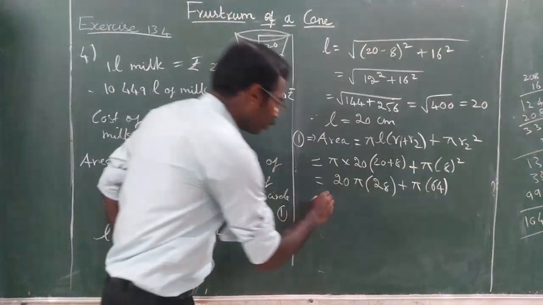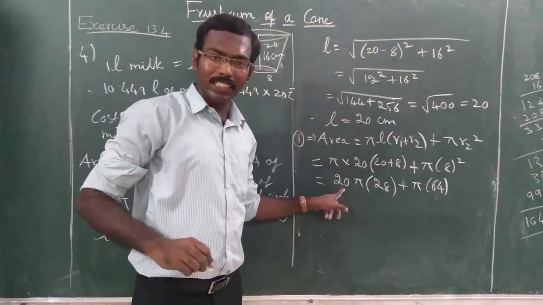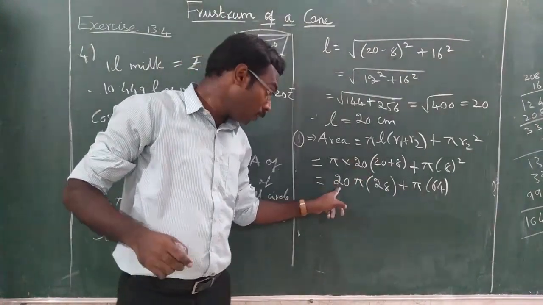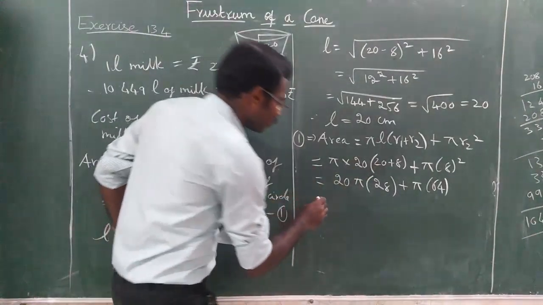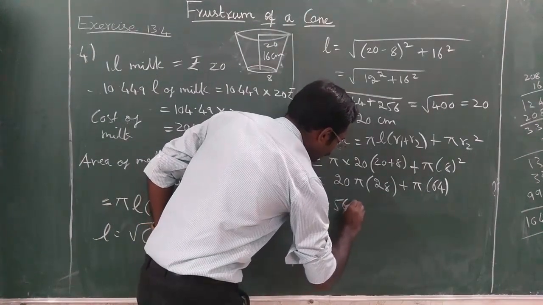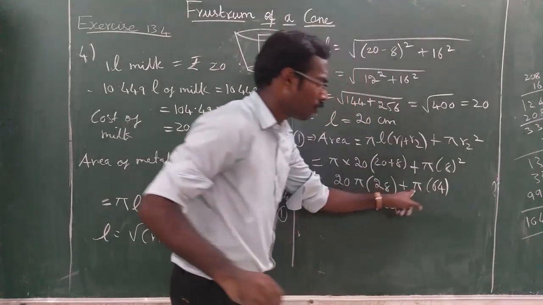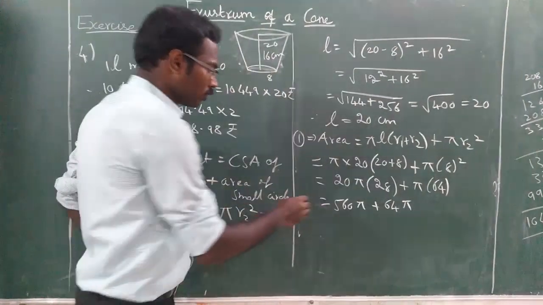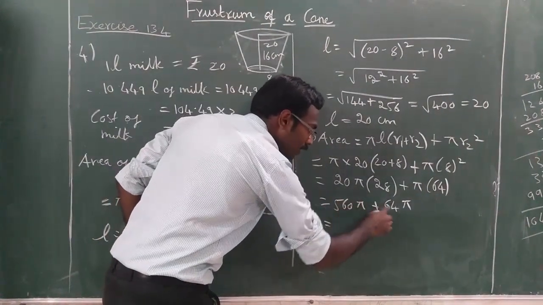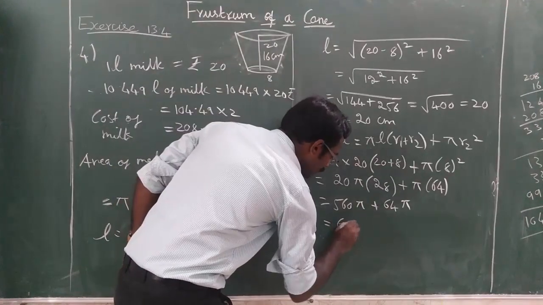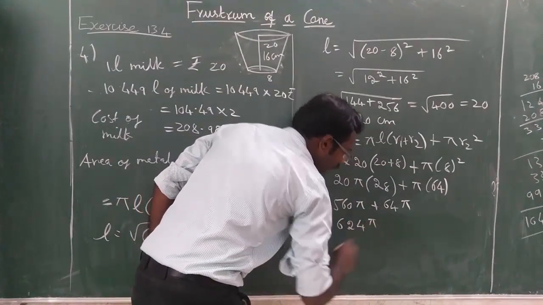How much? 20 into 28. 28 into 10 is 280. Okay. 280 into 2 is 560. So equal to 560 plus 64 pi. Pi into 64. So that is equal to 560 plus 64 is equal to 624 pi.